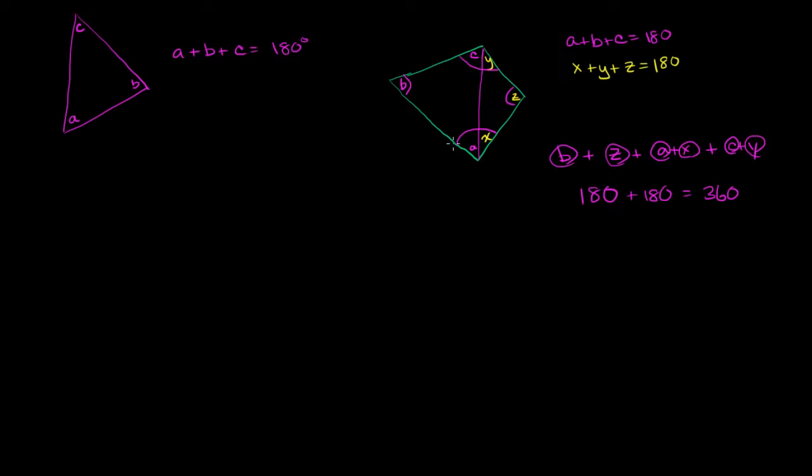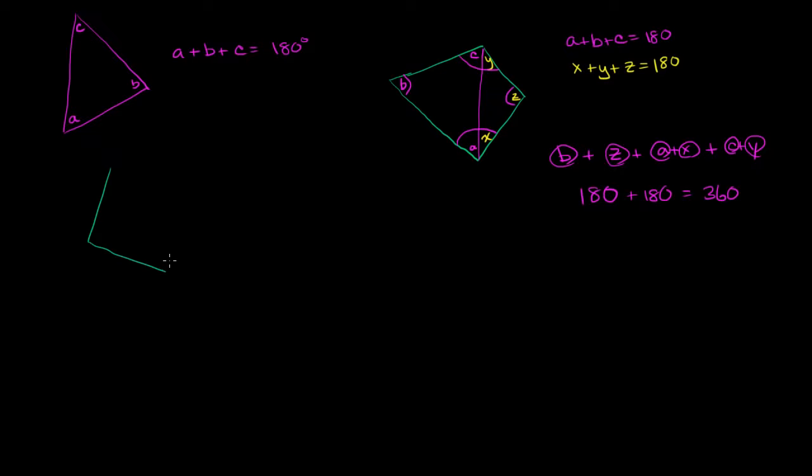So I think you see the general idea here. We just have to figure out how many triangles we can divide something into, and then we just multiply by 180 degrees, since each of those triangles will have 180 degrees. Let's do one more particular example, and then we'll try to do a general version. We're just trying to figure out how many triangles we can fit into that thing. So let me draw an irregular pentagon.